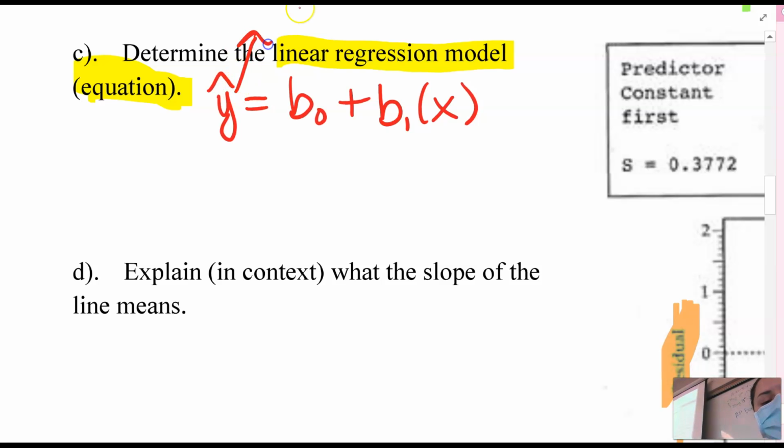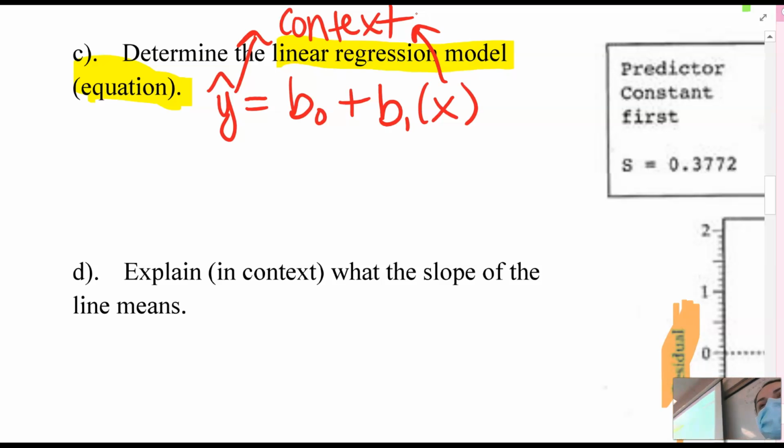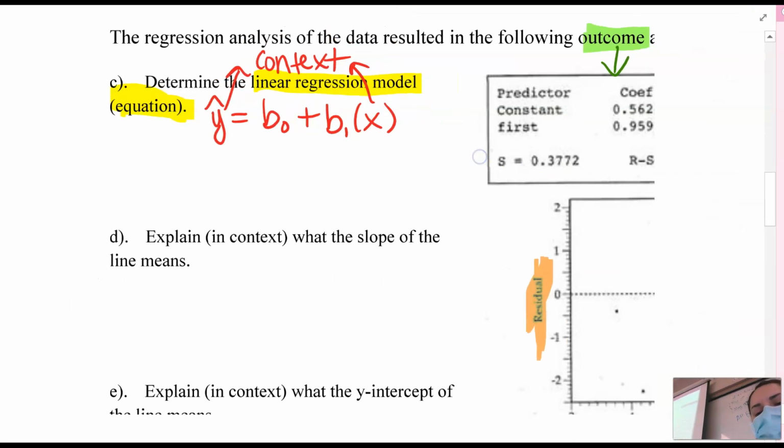But the y hat and the x, you want to put them in context. So one of them you put as first, the other one you put as second. You just have to figure out which one is the x, which one is the y. And then for the B0 and the B1, you can find them on the table.